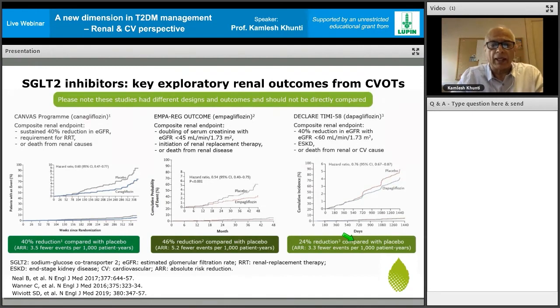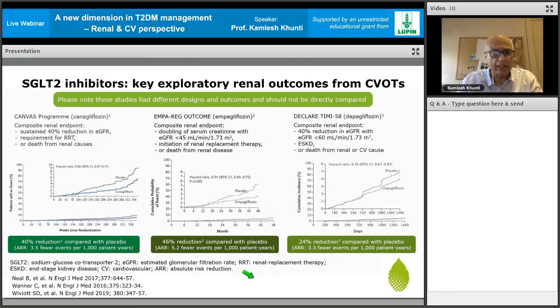This is looking at the Kaplan-Meier curves for the key exploratory renal outcomes. These are the definitions here at the top. So CANVAS composite renal outcomes: sustained 40% reduction in eGFR, requirement for renal replacement therapy, or death from renal causes. Here slightly different, but the death from renal causes and renal replacement still remained. And here there was a slightly different definition, but overall all of them are similar, and they're all clinically meaningful definitions.